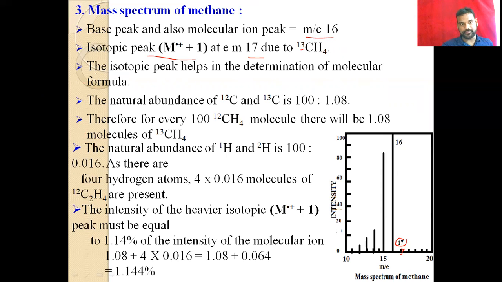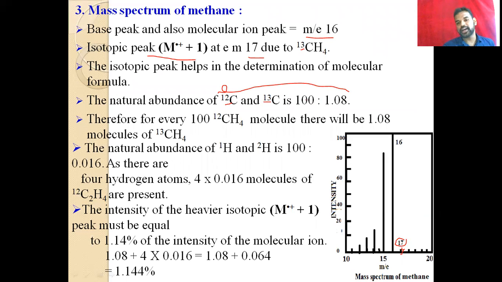Now the explanation. The isotopic peak helps in the determination of the molecular formula. From the isotopic peak, we can easily identify the molecular formula. The natural abundance of carbon 12 is already explained. The abundance of carbon 12 and carbon 13 is in the ratio of 100 to 1.8. That means in 100 carbons, we can expect almost 1 carbon 13.